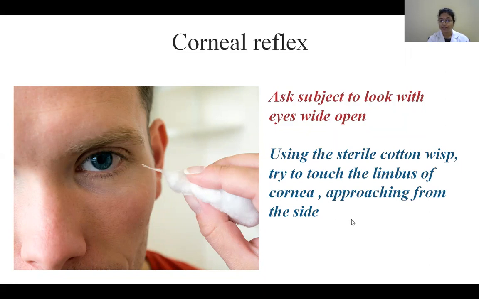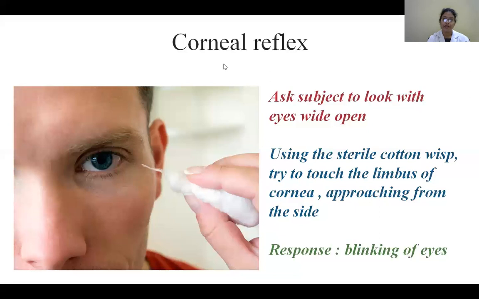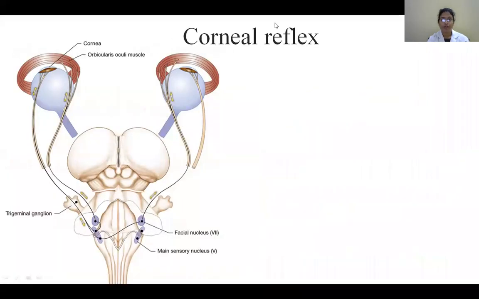So what is the response we get when we try to do it? It is blinking of both eyes. So that is the response we obtain when we try to look for corneal reflex. Now let us see the whole reflex arc of corneal reflex.